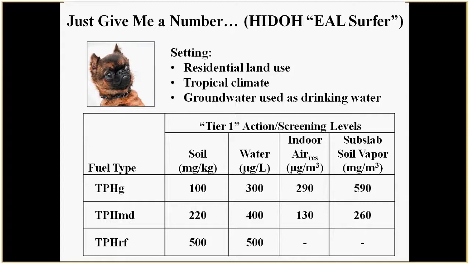Well, here's your one number for soil, TPH gasoline, 100 ppm. If you're below that, then you're done. If you're above that, there are different potential environmental concerns you need to think more about. They may or may not be an issue at the site, but there's your one number. We can do the same thing for gasoline, TPHG, and drinking water, 300 ppb, indoor air, 290 micrograms per cubic meter. We can look at subslab soil vapor, 590 milligrams per cubic meter, depending on your climate zone.